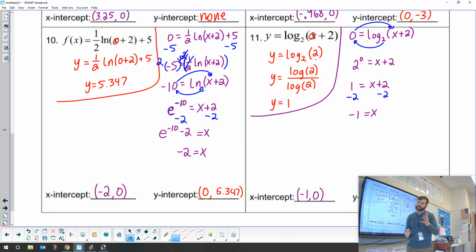All right, so we're not actually putting graphs on the paper today. The only thing that we are doing is making sure that we know how to find my x and y intercepts, and that we know how to list out our transformations and write our equations for that.